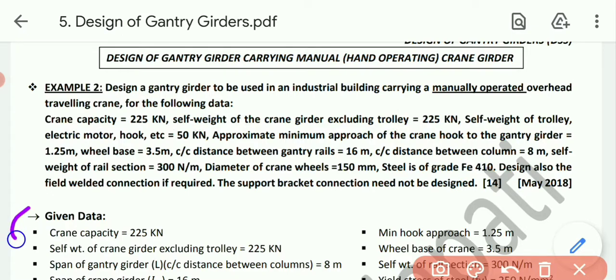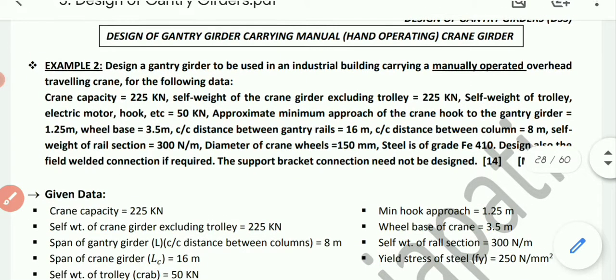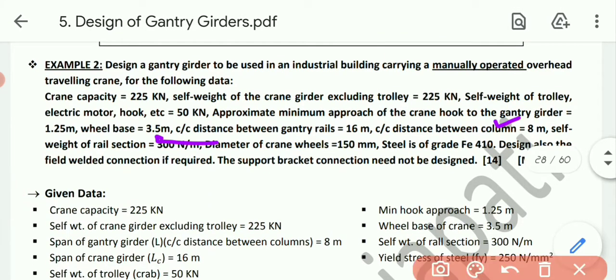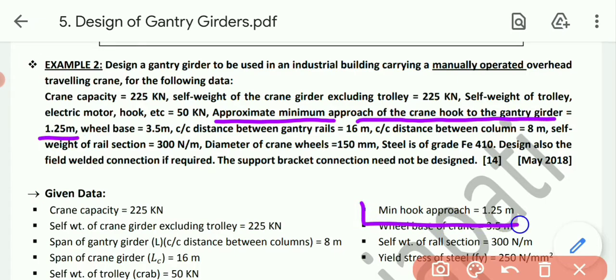Okay, let's see the data also over here. Crane capacity, that is 2 to 5 kilonewton. Then self weight of the crane girder, that is 2 to 5 kilonewton. Then self weight of trolley, electric motor, hook, etc., that is 50 kilonewton. And see over here, self weight of the trolley 50 kilonewton. Then approximate minimum approach of the crane hook to the gantry girder, that is 1.25 meter. So that's nothing, we can say it is a hook approach, 1.25 meter.